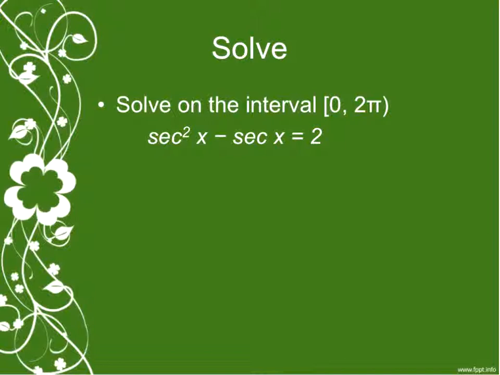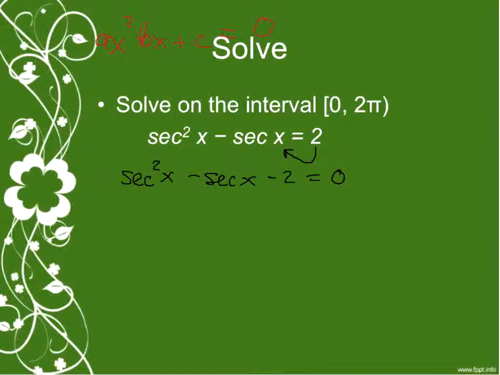Okay, so when I have a secant squared, a secant, and a plain old number, this is actually a quadratic formula. Like this: ax squared plus bx plus c equals 0. It's just a quadratic that's hidden. So what we're going to do is move this 2 to the other side. So I'm going to have secant squared x minus secant x minus 2 equals 0.